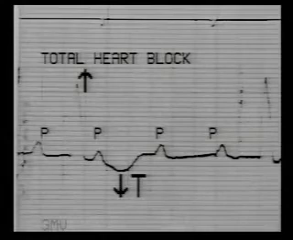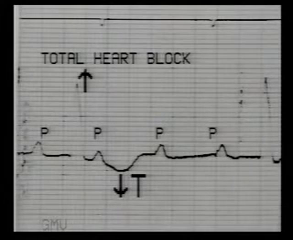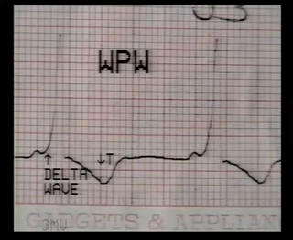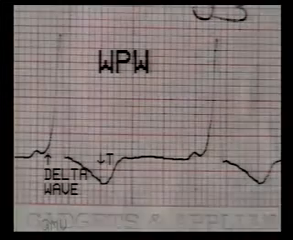This is a complete heart block with ventricular rhythm. Note the regularly occurring P waves and independent QRS complexes which are wide and bizarre with inverted T waves. This is another example of aberrant ventricular conduction in WPW syndrome. Note the delta wave, that is a slurring on the upstroke of R wave, and the inverted T wave. All these are called secondary T wave inversions, secondary to aberrant ventricular conduction. They have no other significance.